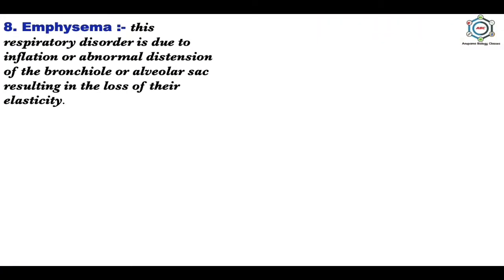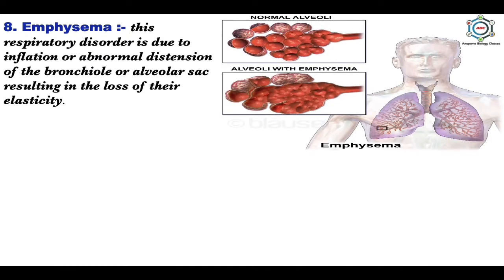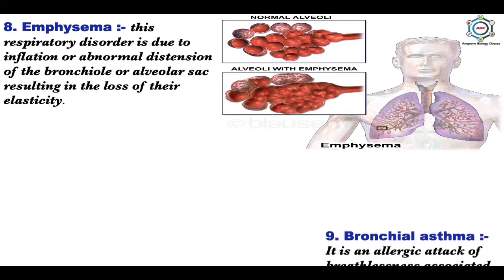Now, emphysema. This respiratory disorder is due to inflation or abnormal distension of the bronchiole or alveolar sac resulting in the loss of their elasticity. In the picture you can see the normal alveoli structure and the alveoli with emphysema structure. Here, cigarette smoking and chronic bronchitis are the causes of this disease, and it can be prevented by avoiding exposure to cigarette smoke and pollutants.